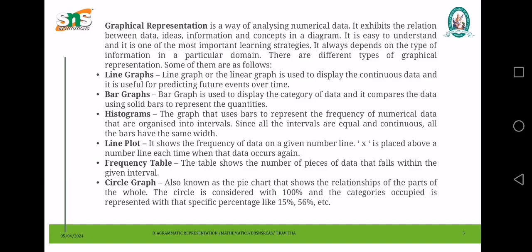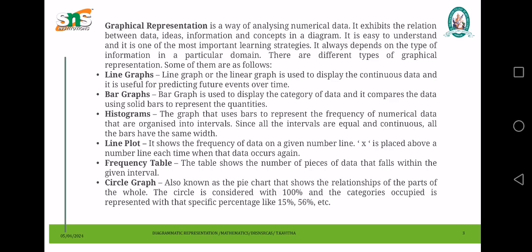Graphical representation is a way of analyzing numerical data. It exhibits the relation between data, ideas, information, and concepts in a diagram. It is easy to understand and it is one of the most important learning strategies. It always depends on the type of information in a particular domain. There are different types of graphical representation. Some of them are as follows.